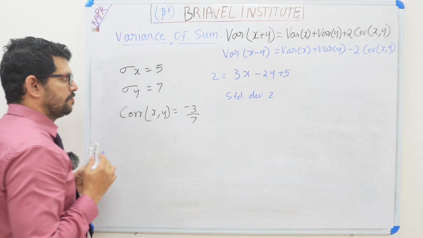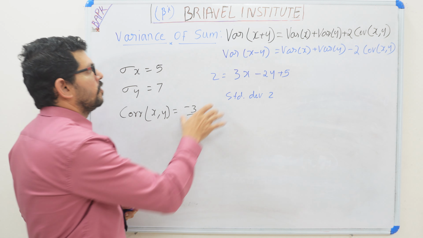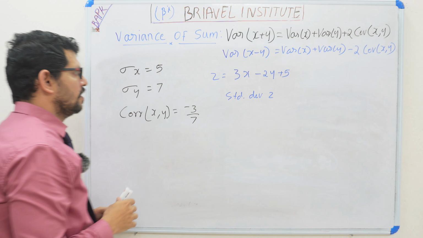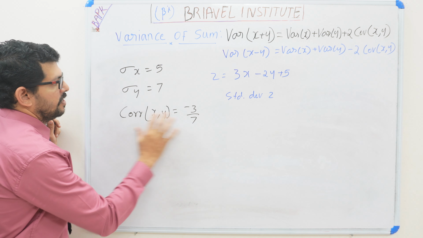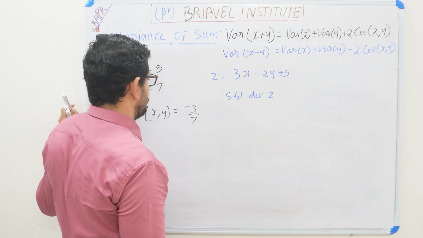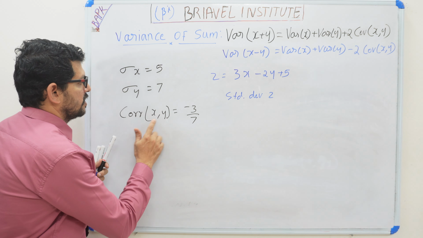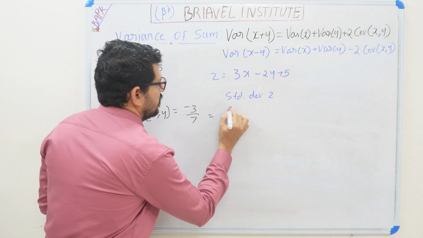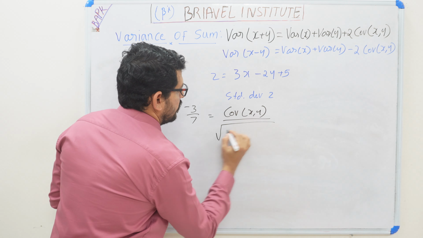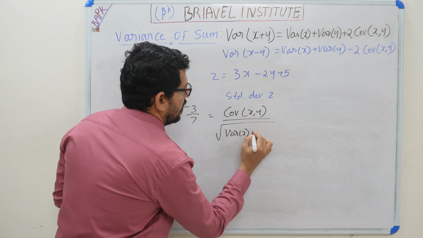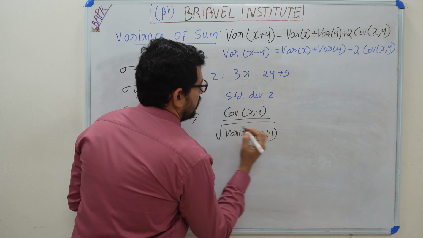So the same formula we have to apply here. In the same way we can write: first is the correlation of x comma y. We need to find out first the covariance of x comma y. So the correlation of x comma y, this one we can write as covariance of x comma y divided by root of variance of x and variance of y.